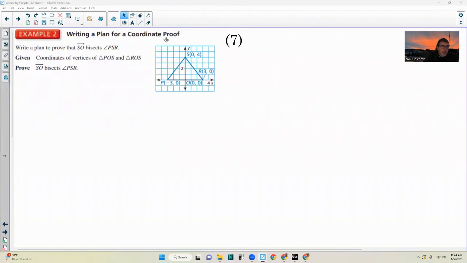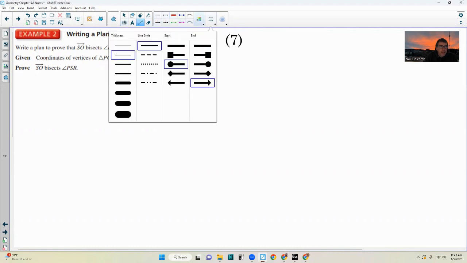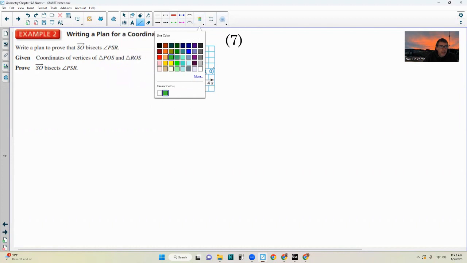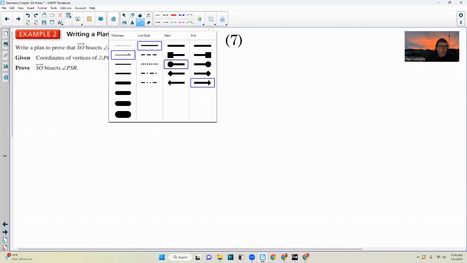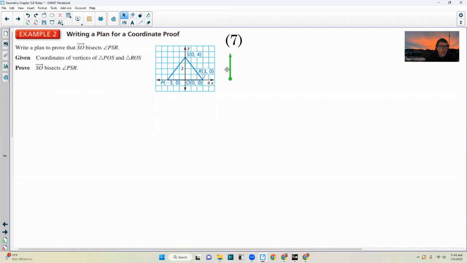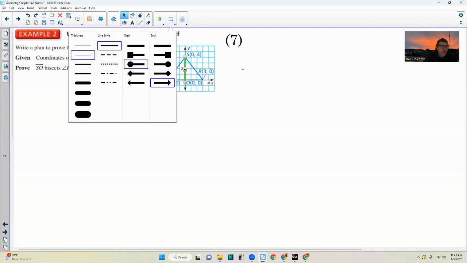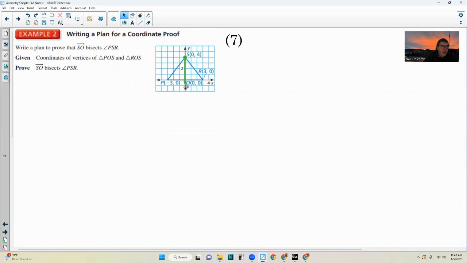Okay, example 2 says writing a plan for a coordinate proof. It says write a plan to prove that ray SO. So let me highlight that. Let me choose the ray, and let's make it a little thinner and let's use green. Whoops, it's the other way around, isn't it? It's this way. Ray SO, meaning the initial point is S, the terminal end is O. So this is ray SO.